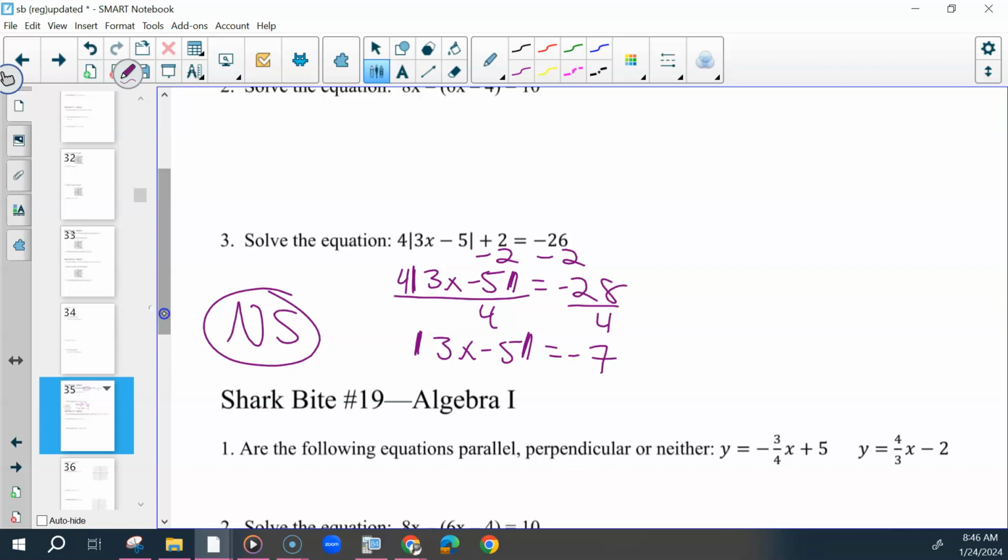Questions on that? If you had tried this in Desmos, if you put everything in, nothing would appear because it's no solution. But if this was a positive number, then you would get 1 or 2 solutions.